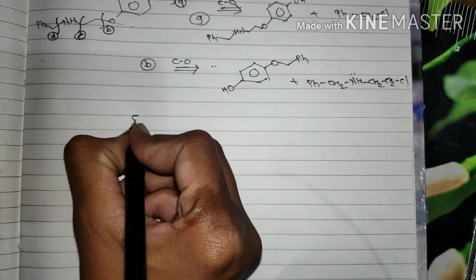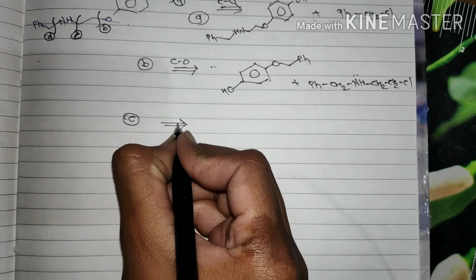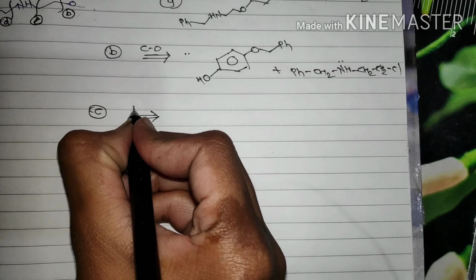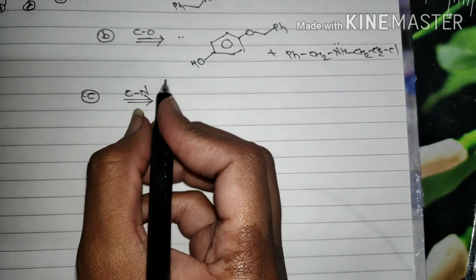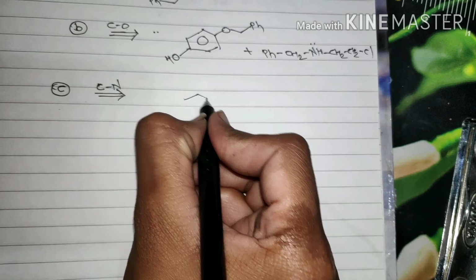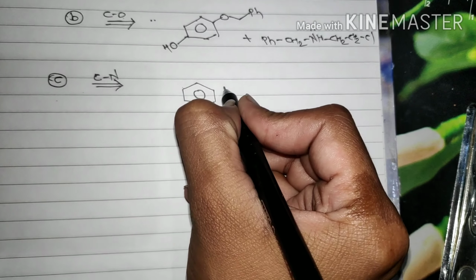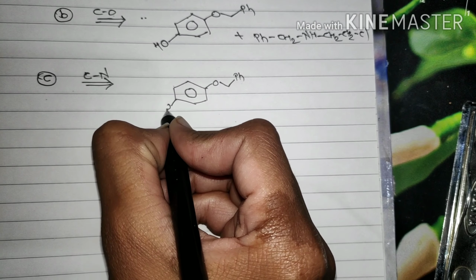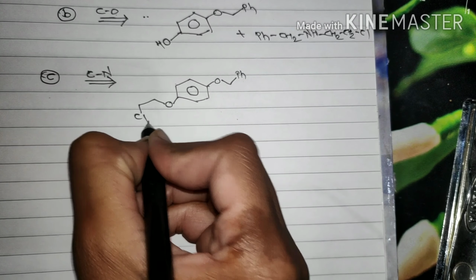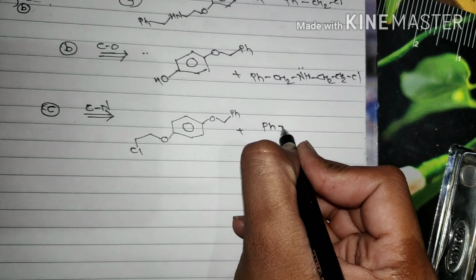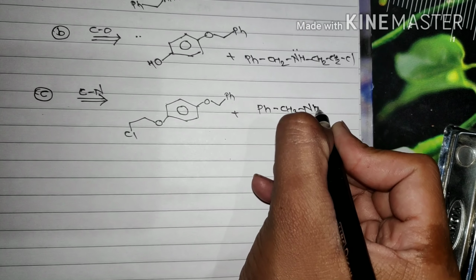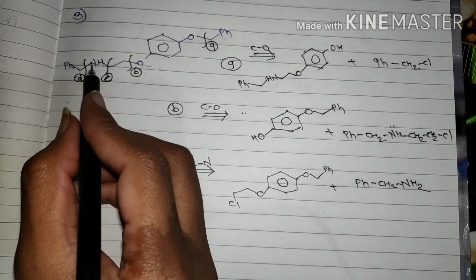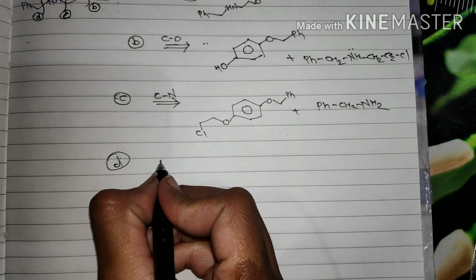Third type means carbon nitrogen, so we use. And the fourth is also carbon nitrogen.